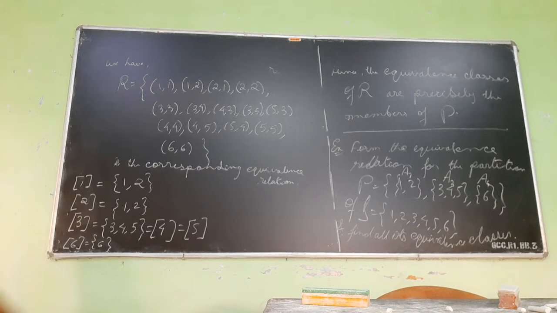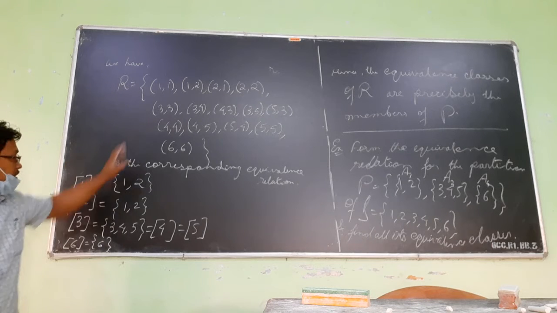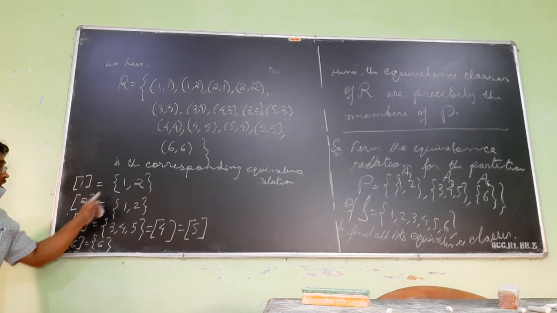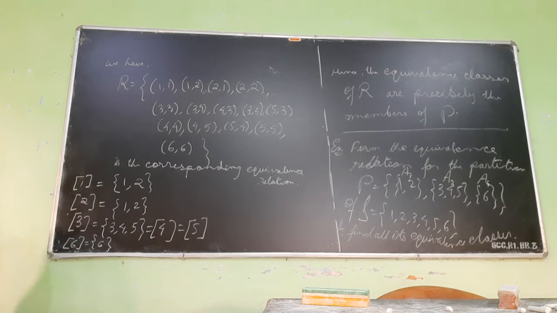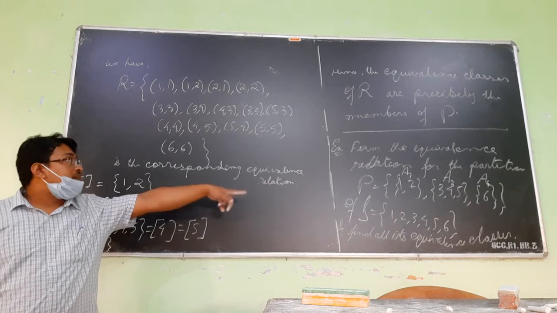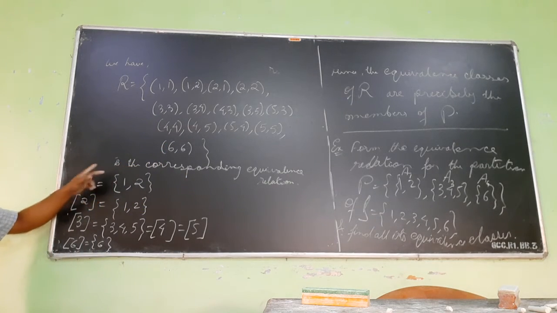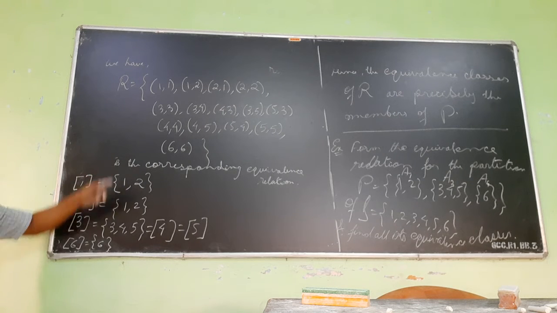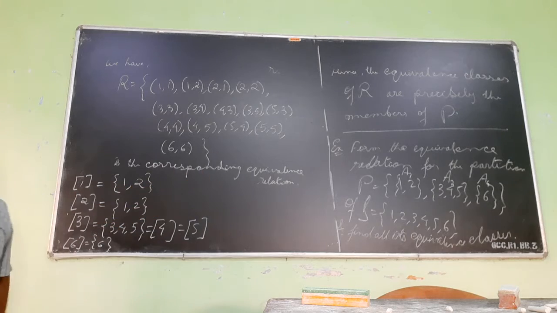So see, we are getting back the partition. For that partition, this is the equivalence relation, and under this equivalence relation, the equivalence classes are nothing but the members of P. So this is the fundamental theorem. From the partition, you construct an equivalence relation, and the equivalence classes under this relation will be exactly the members of P, nothing else.